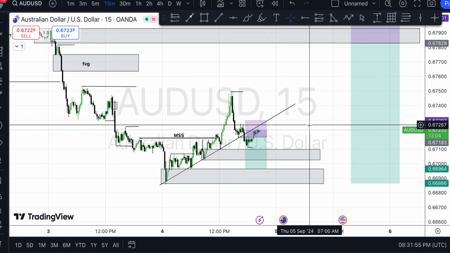So let's look at range trading. During flat markets, traders may use a range trading strategy. They buy at the lower end of the range and sell at the higher end of the range.